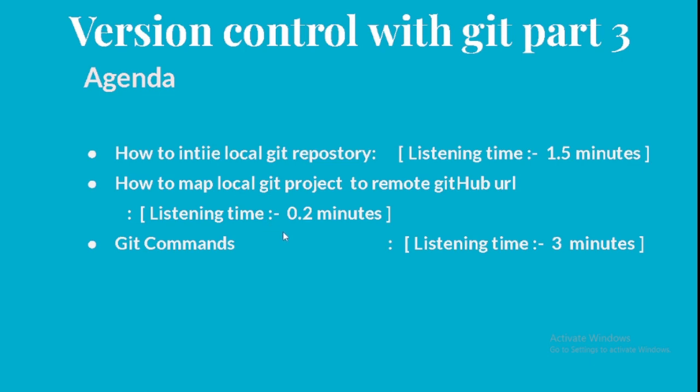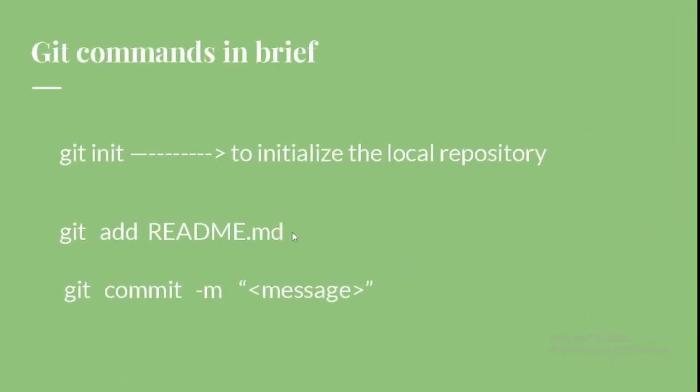So let's start. The first part is git init. As I told you, git init is to initialize a local git repository. So if we are creating a new project in our local system, either by using Eclipse or IntelliJ IDEA, and we want to send this project to the remote GitHub URL, the first command that we need to write on the root project folder is git init.